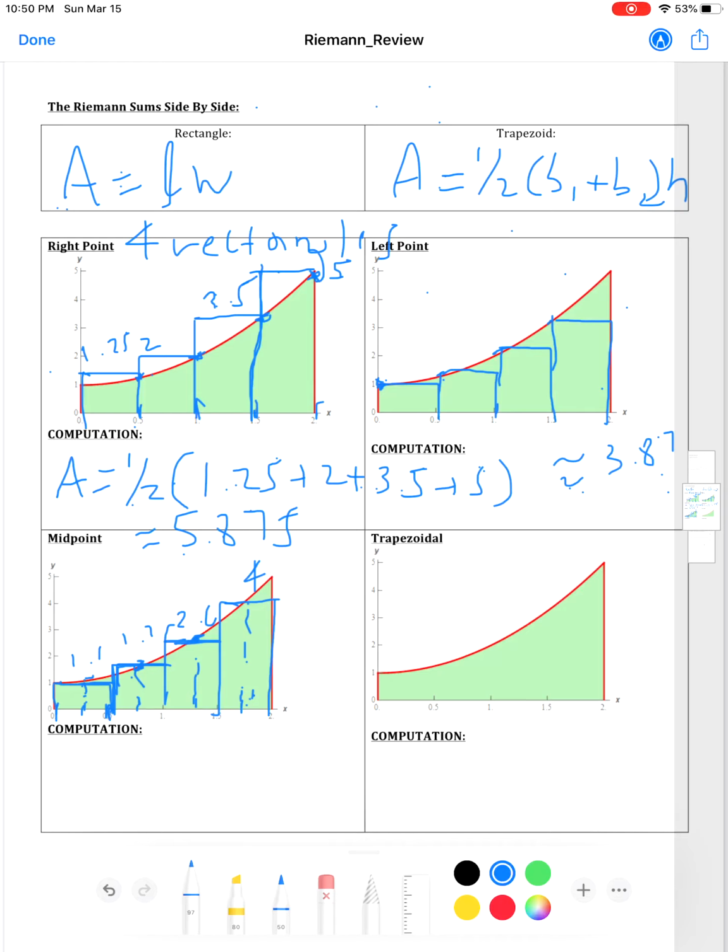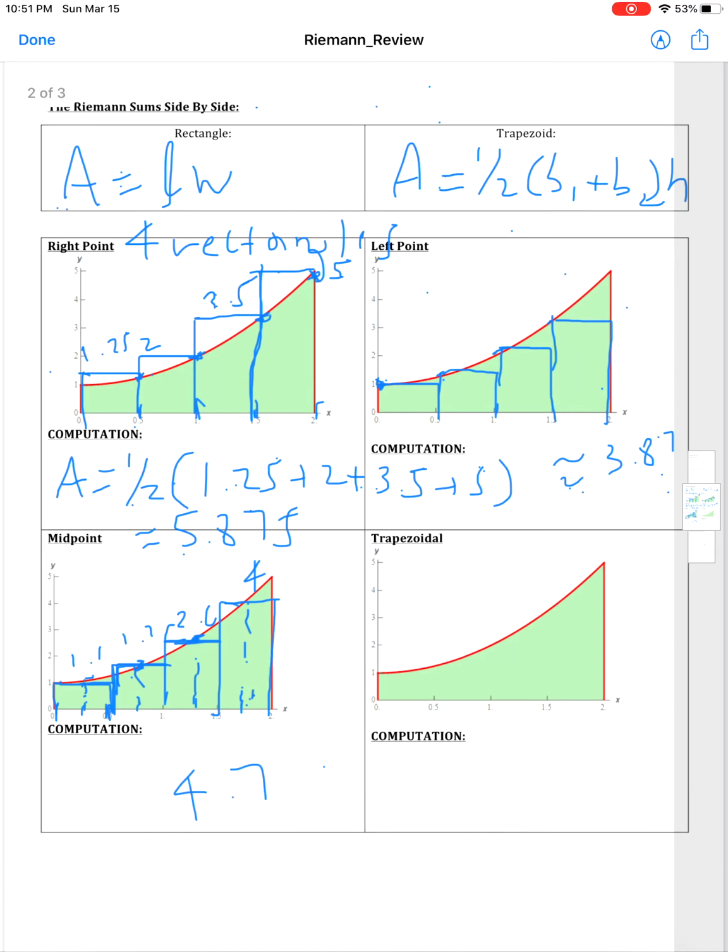So I won't do the computation in detail because it's similar to the right point. Divide by 2. Okay, so I got about 4.7. So if we are to guess what the area is, I would say it probably is in that high 4 range.